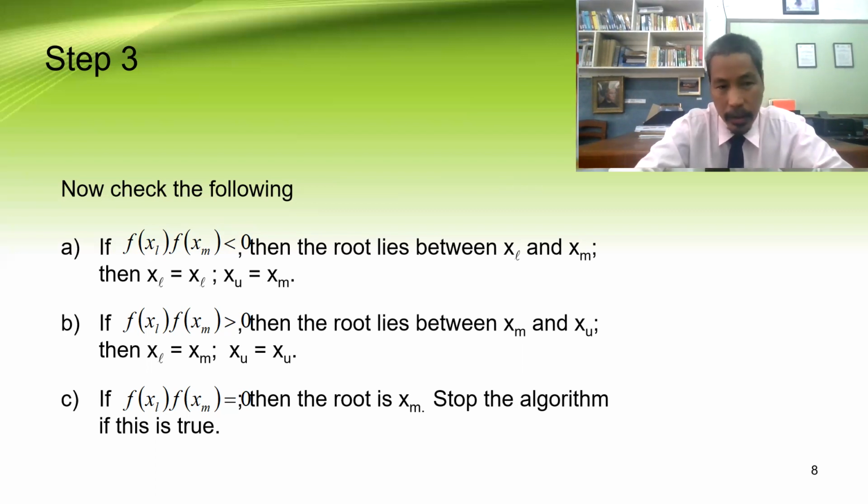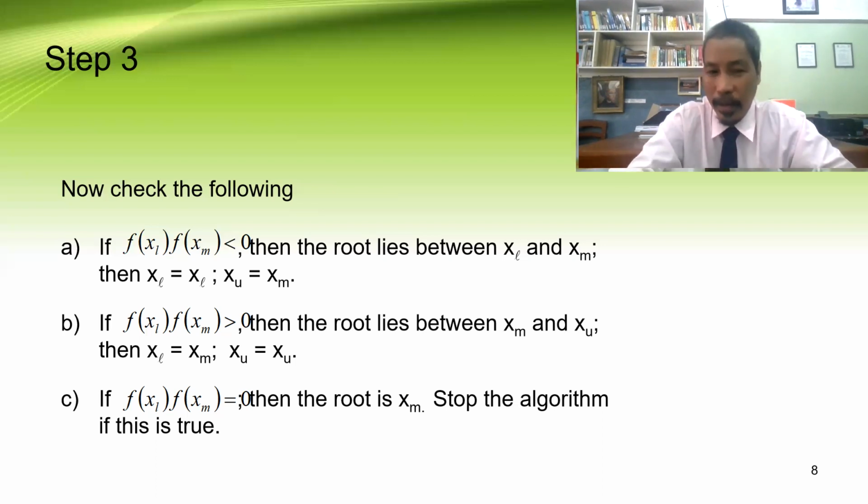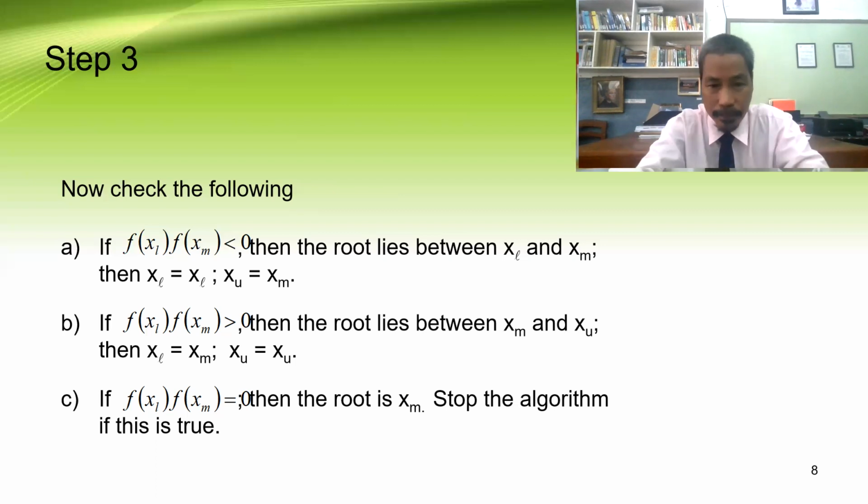And case number 3, if F(XL) multiplied by F(XM) is equal to 0 exactly, then we are lucky because XM is actually the root of the function. So we are through with the procedure. We already found out that the root is XM if this is the case.